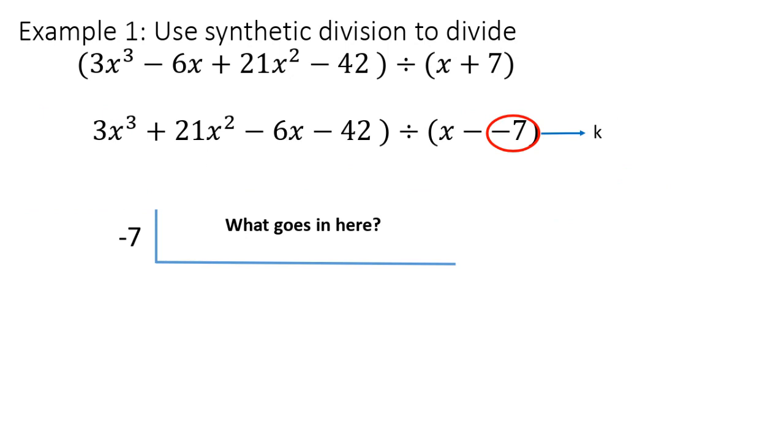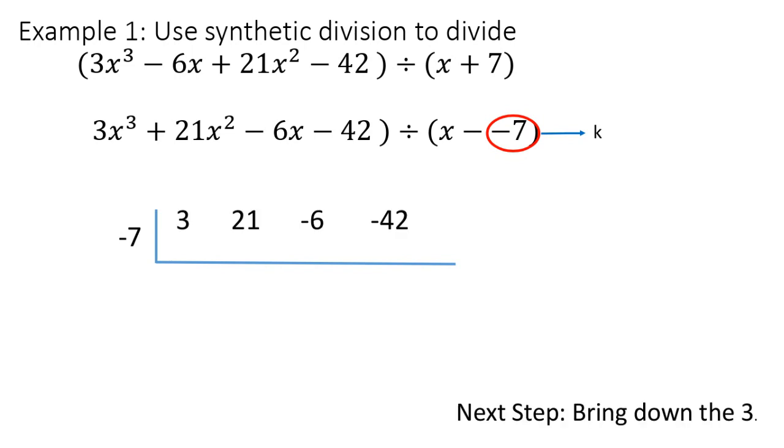Okay, so now we want to put what goes in here. So what numbers will go in here? Those will be your coefficients. Make sure they're in descending order. So we have our 3. And then you have a 6, but notice that x squared comes first, so we want to put the 21. Then we have the minus 6 and the negative 42. Okay, so now we're ready to begin.